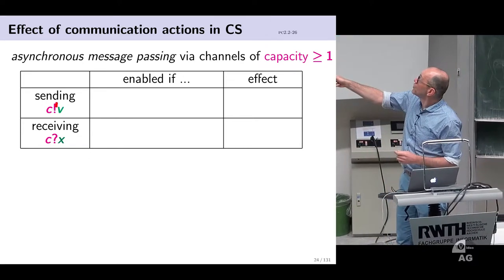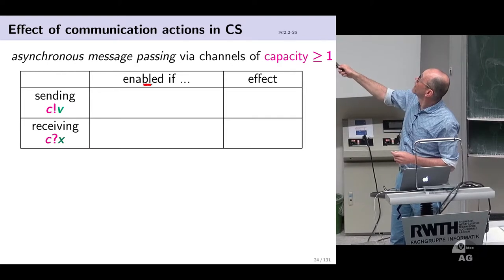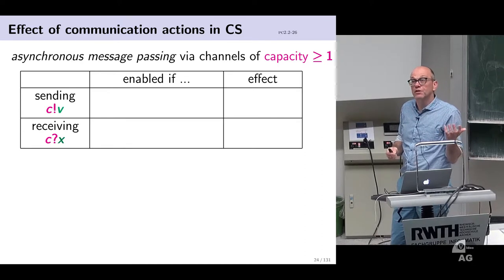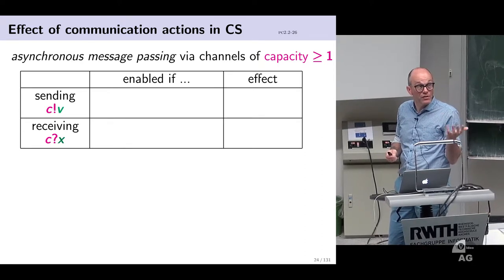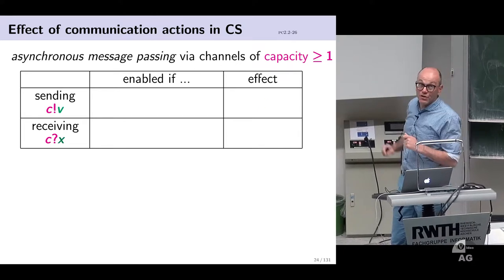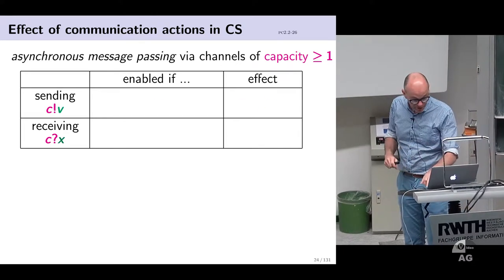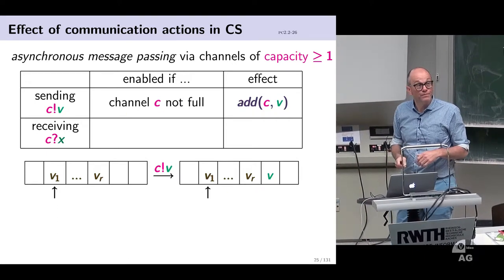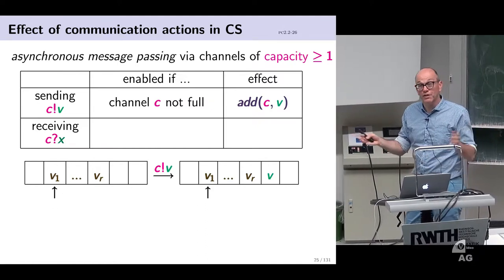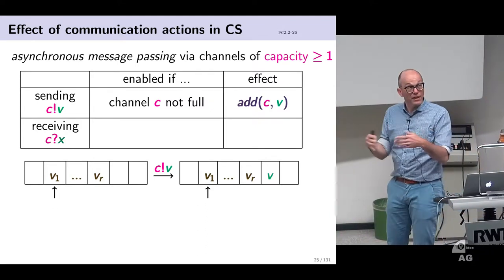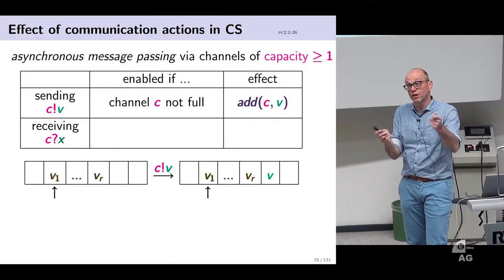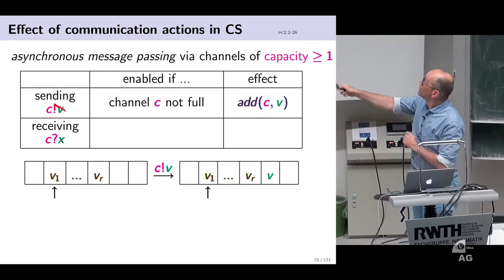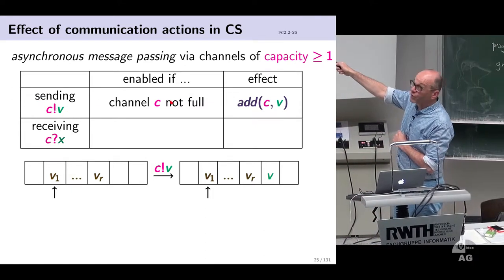So we have the two actions we just have seen. First, we have to see when those actions are enabled. The guard is always true, so this enabledness does not depend on the guard. It only depends on the status of the channel. And here I'm going to describe shortly the effect, and that's what we're going to formalize later. So the idea is that you can send a message only, of course, if the channel is not full. If the capacity of the channel is 3 and the channel already carries 3 messages, it's not possible to put in another message. That would be something like a buffer overflow. So this action is only enabled if the channel is not full.